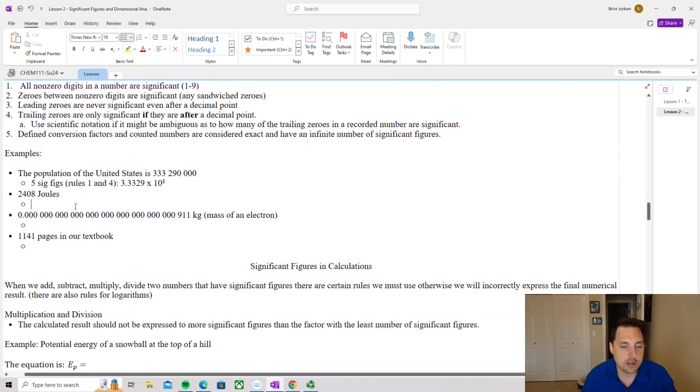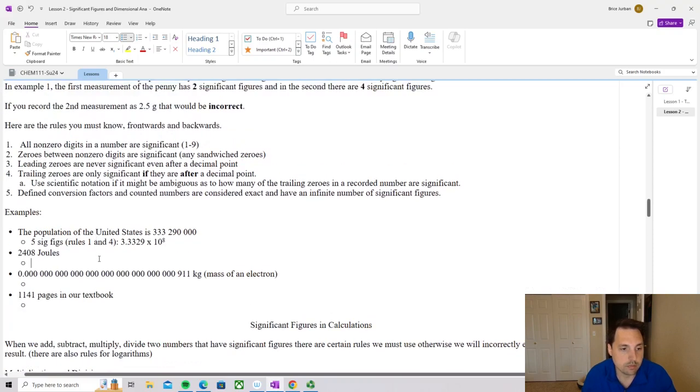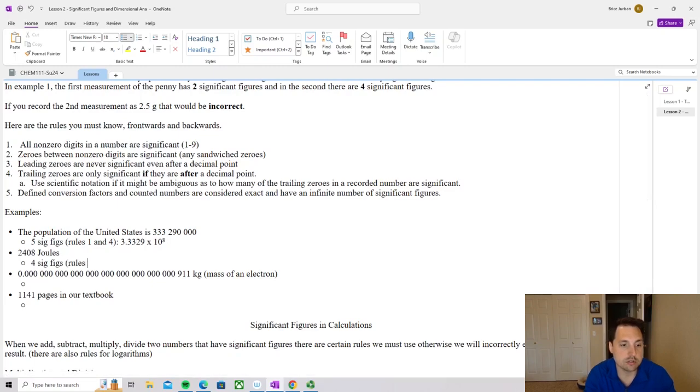All right, here's another example, 2,408 joules. Well, in this one we have 4 values. We have 3 non-zero digits, and we have a 0 that's sandwiched between non-zero digits. And so in this case, all 4 of these digits are significant. So we have 4 sig figs. Rules 1 and 2 are applying here.